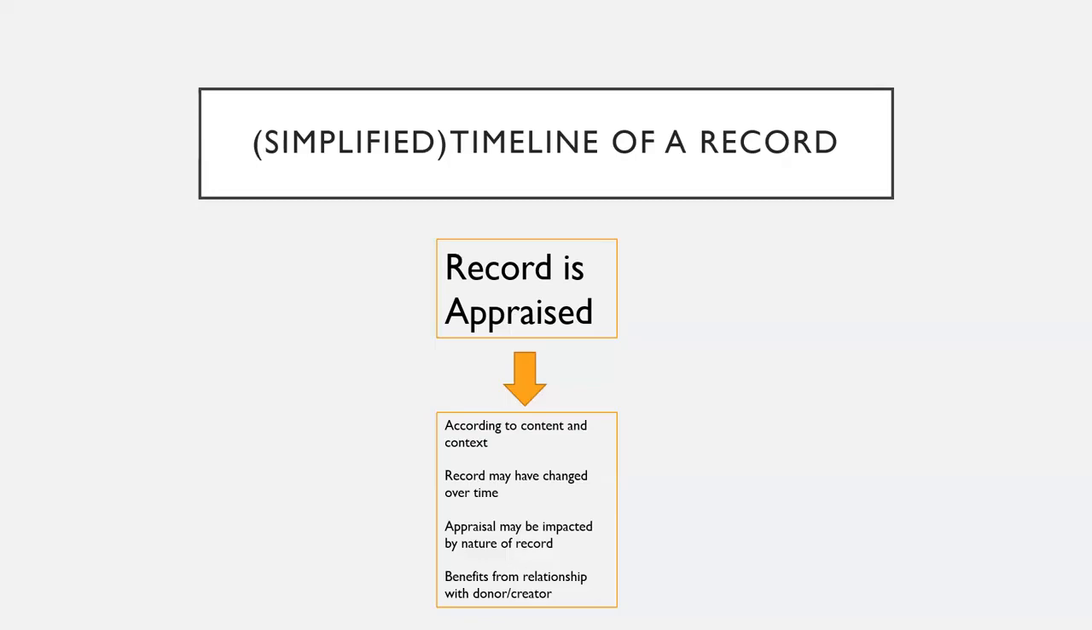So the closer the relationship between the archivist and the donor or creator or user of the record is, the more able archivists will be to understand this content and contextual information and make an informed decision about the overall value of the record, and thus its worth as a long-term part of an archive.